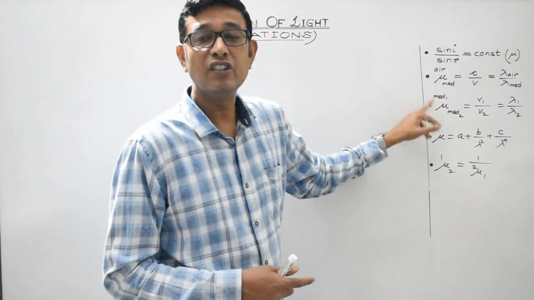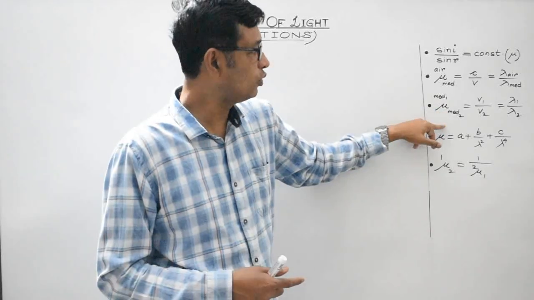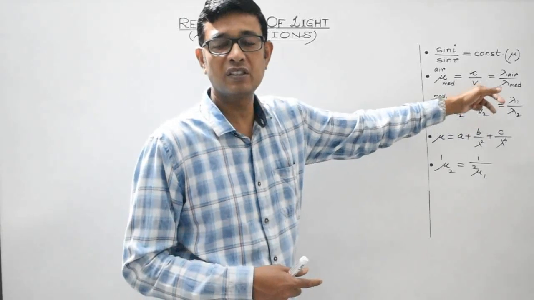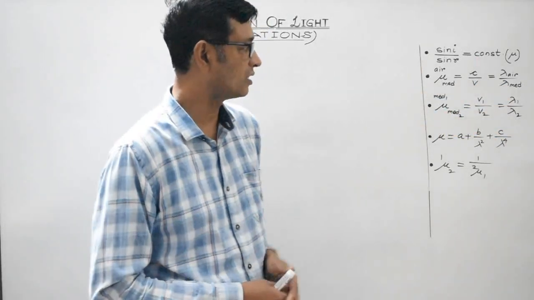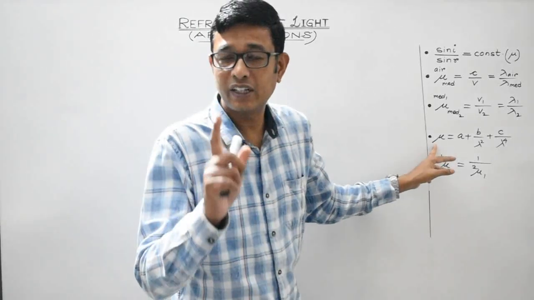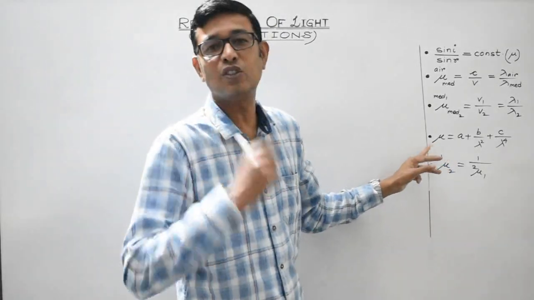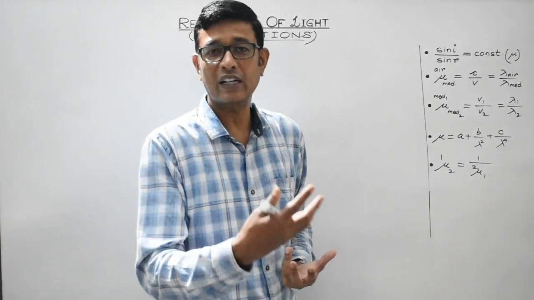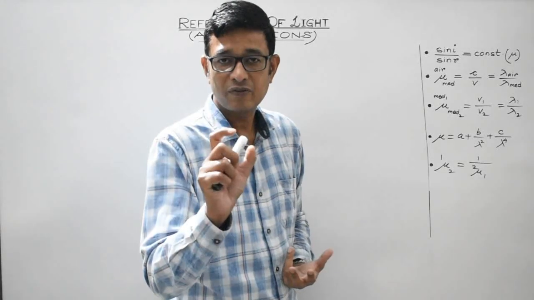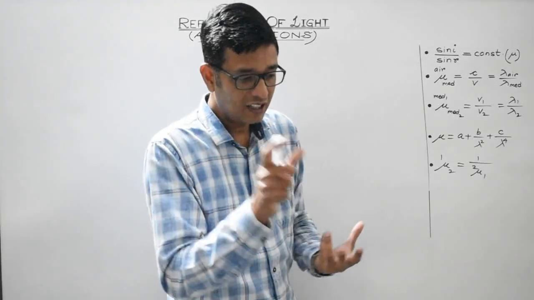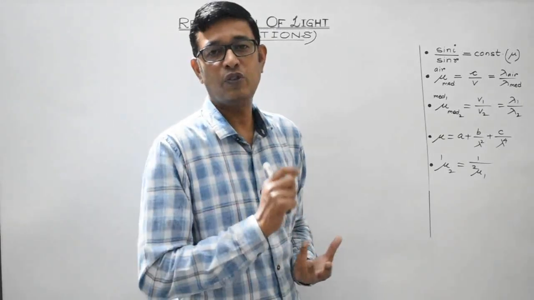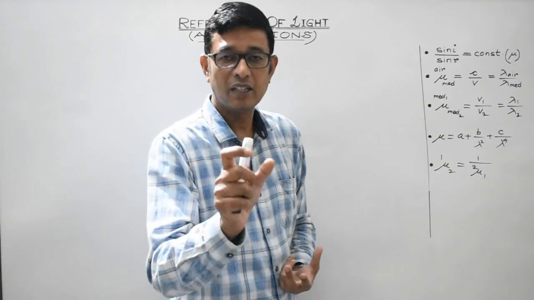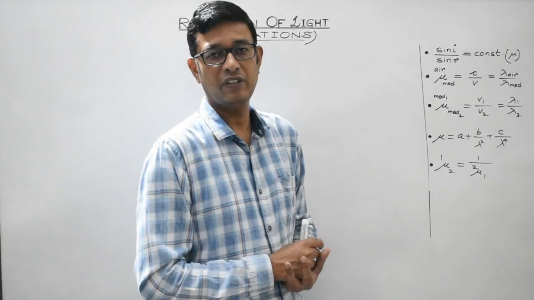This is the relative refractive index, the refractive index of medium 2 with respect to medium 1. In terms of velocity it is given by V1 by V2, and in terms of wavelength it is given by lambda 1 by lambda 2. This also we have discussed. Then I have told you that the refractive index of a medium does depend upon the wavelength of the radiation. For different colors, a medium has different values of refractive index. For red radiation, a given medium possesses the minimum value of refractive index, while for violet, a medium possesses the maximum value of refractive index.